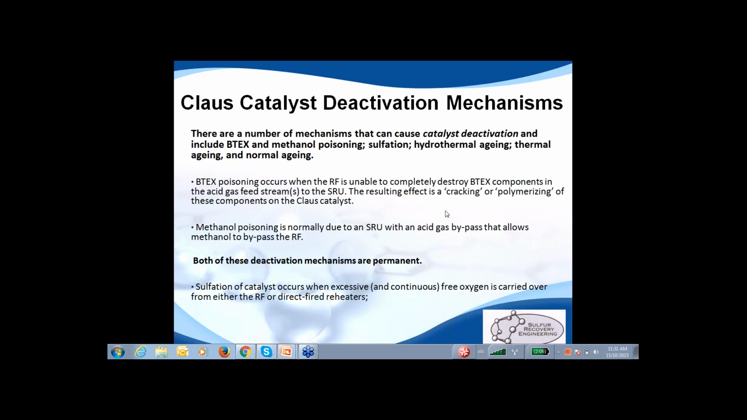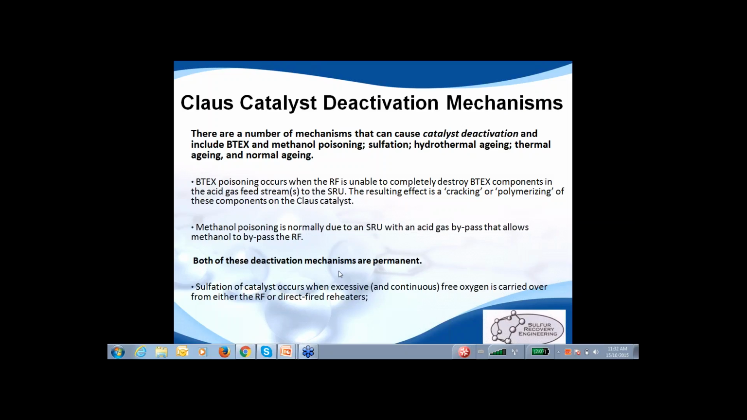Furthermore, methanol poisoning is another issue that could take place in the SRU. However, methanol is typically readily combusted across the reaction furnace. However, there are some plants that do not process all of their acid gas in the reaction furnace. There is a bypass or a slipstream around the reaction furnace, and here we would essentially be adding raw acid gas containing methanol potentially and some of the BTEX components directly onto our first converter, which can directly poison our Claus catalyst. Both the BTEX poisoning and methanol poisoning is a permanent form of catalyst deactivation.